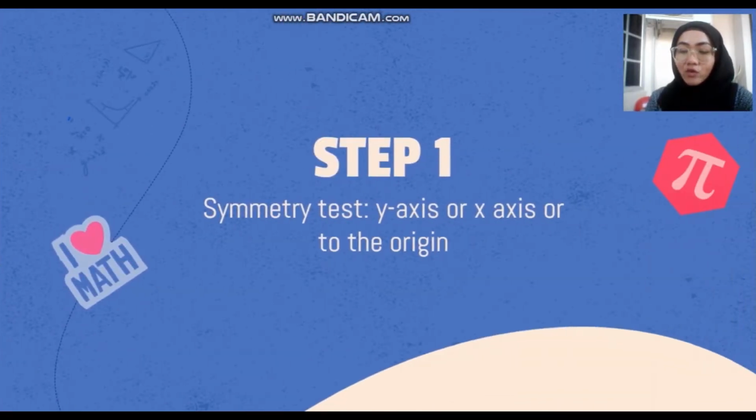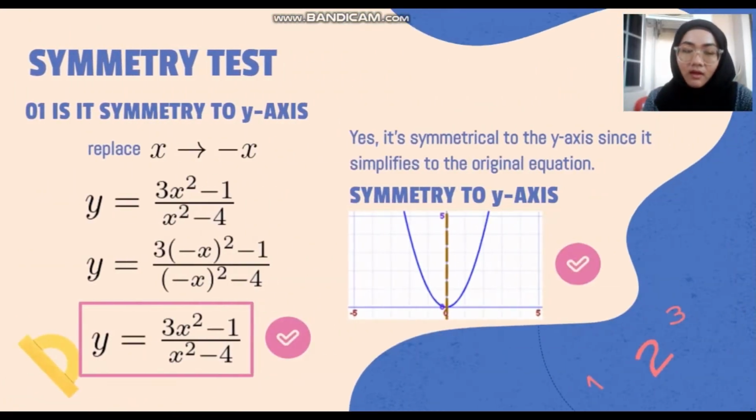For the first step, we want to test whether the graph is symmetric to the y-axis, x-axis, or the origin. The concept of the symmetry test is that when we substitute negative x, negative y, or even both into the function we are working on and the answer gives the same as the original function, then we can say that it is symmetrical. So for the first one, we want to test whether the graph is symmetric to the y-axis.